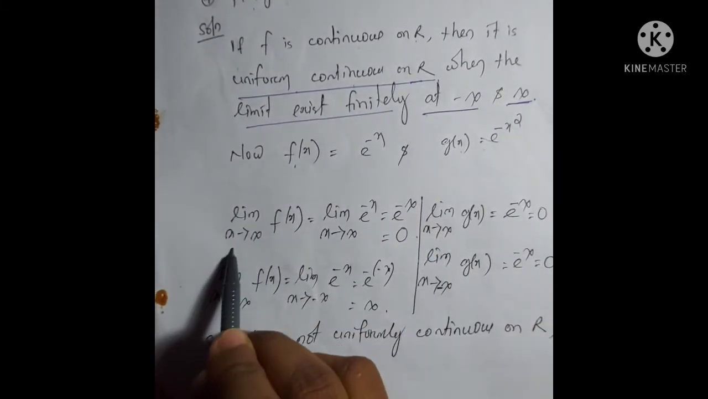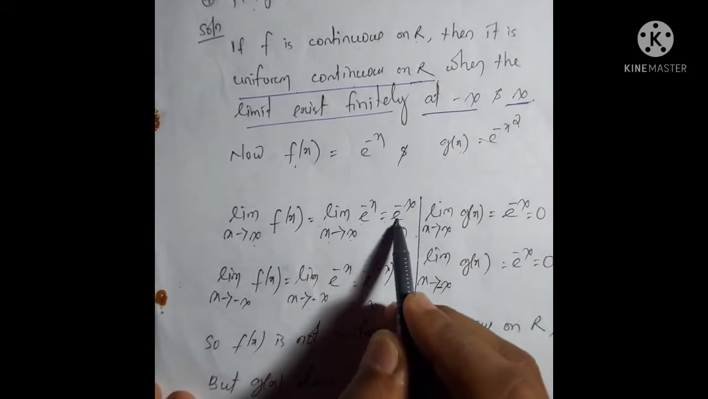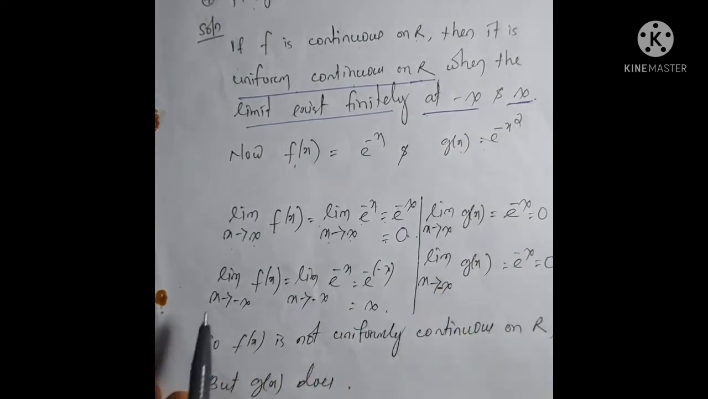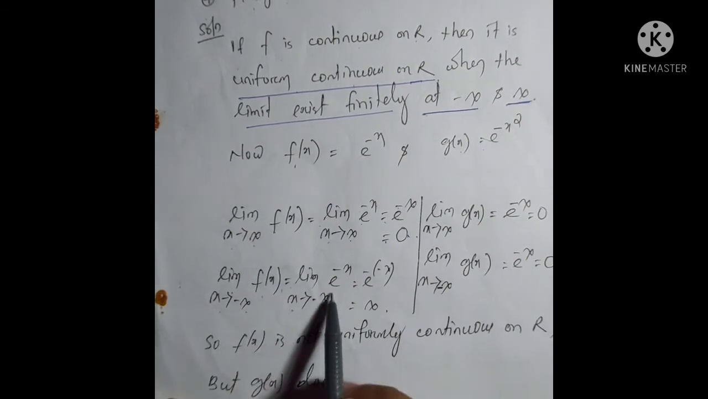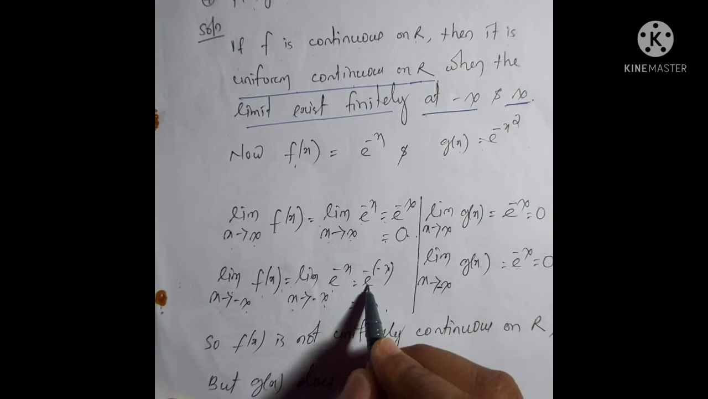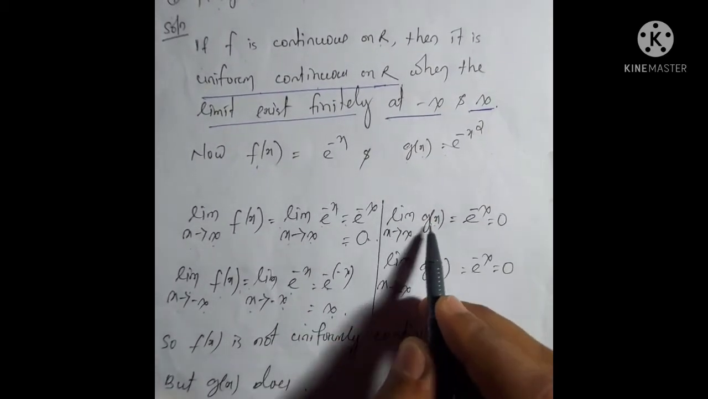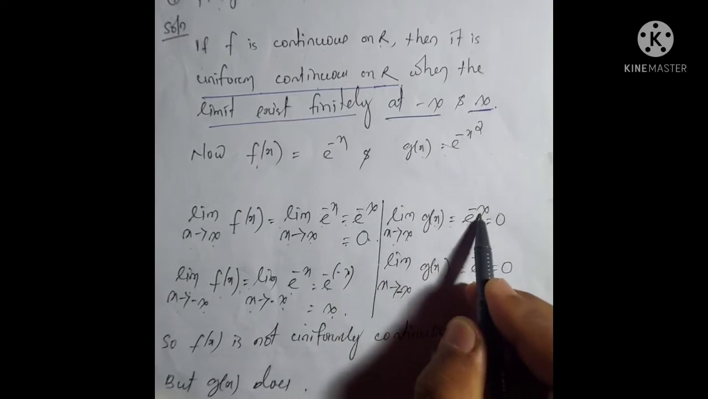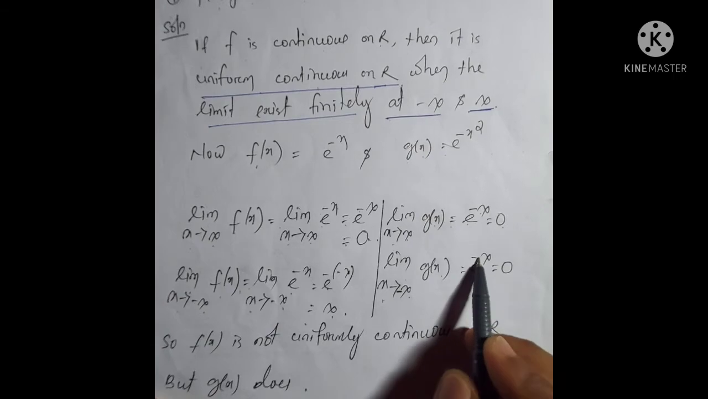Let us find the limit as x tends to infinity. The limit of f(x) = e^(-x) as x tends to infinity is e^(-infinity), which is equal to 0. Now the limit of f(x) as x tends to minus infinity is the limit of e^(-x), which is e^(infinity) = infinity. Similarly, the limit of g(x) as x tends to infinity is e^(-infinity) = 0. The limit of g(x) as x tends to minus infinity is e^(-infinity) = 0.